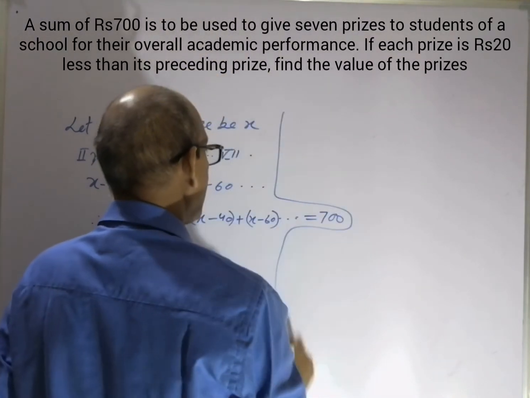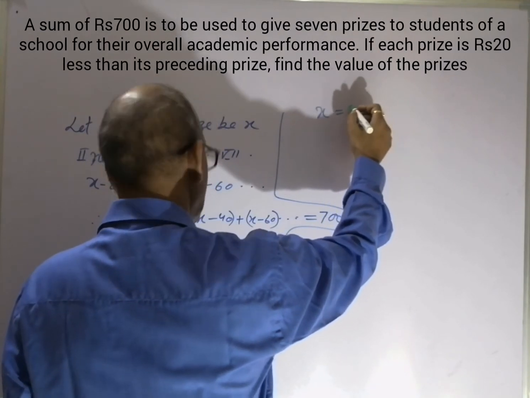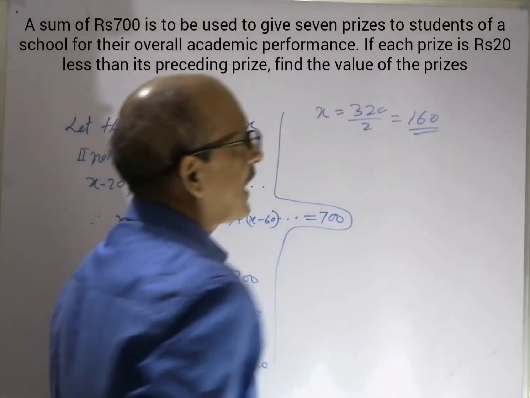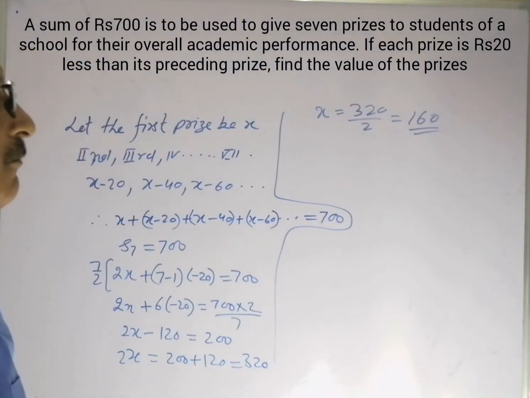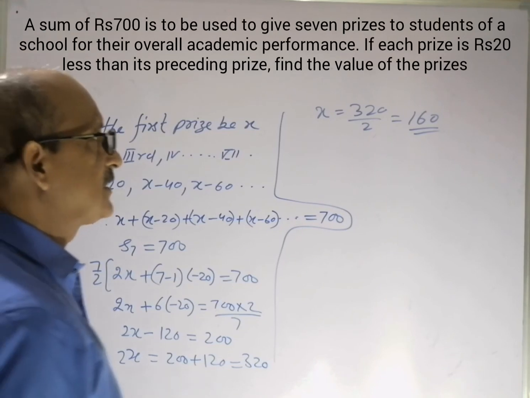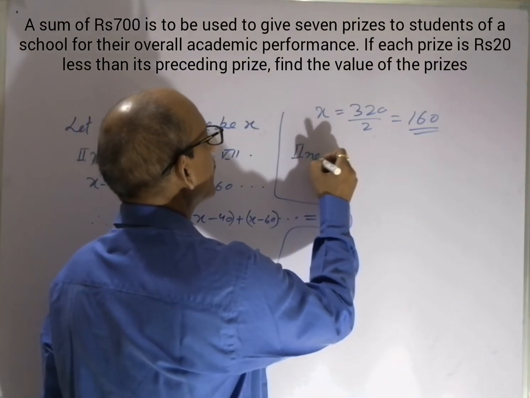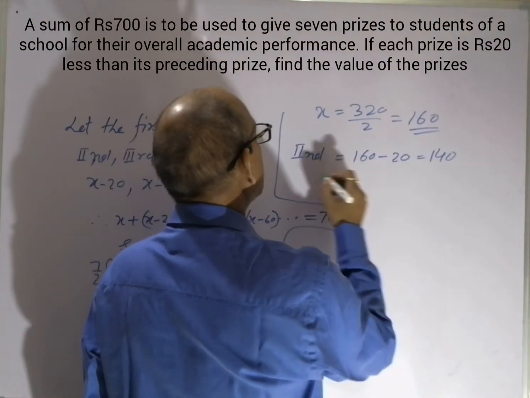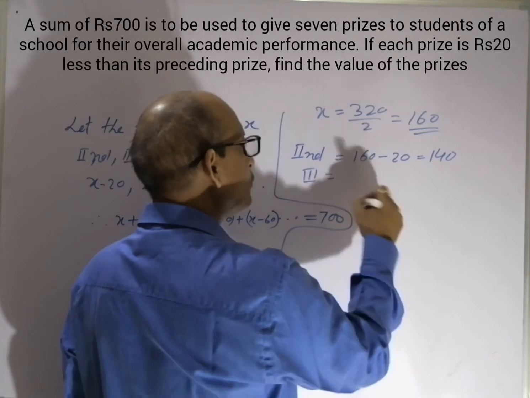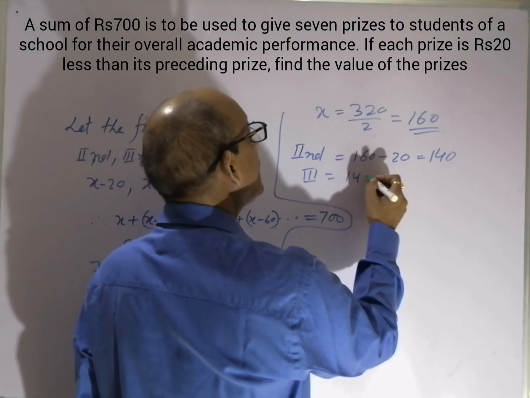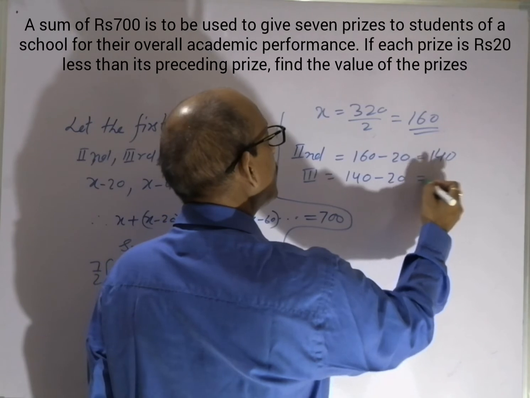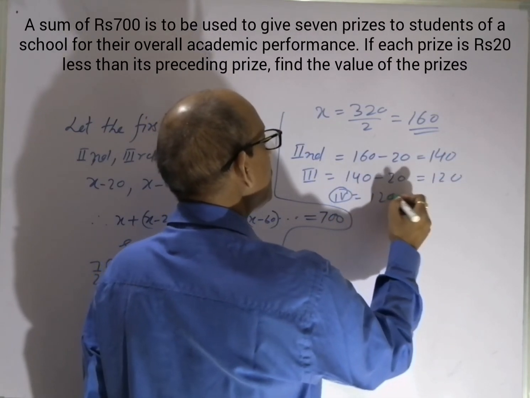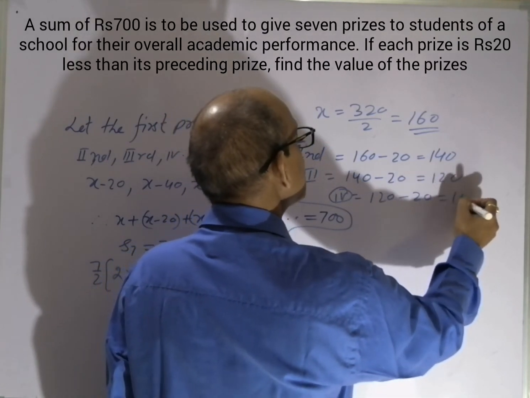Therefore x is equal to 320 upon 2, that is 160. This means the first price is 160 rupees. The second price will be 160 minus 20, that is 140. Third, 140 minus d, again 20, is 120. Fourth will be 120 minus 20, that is 100.